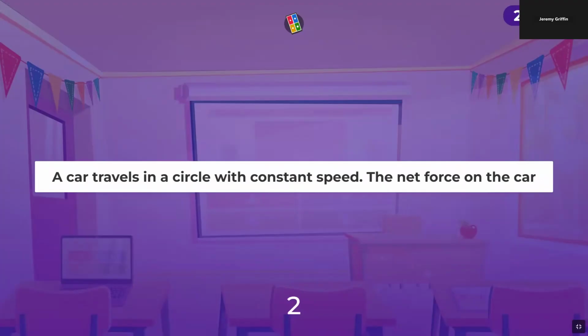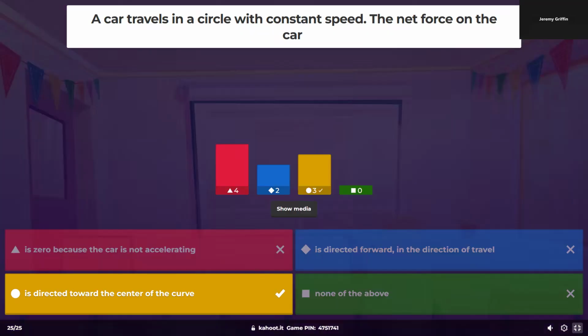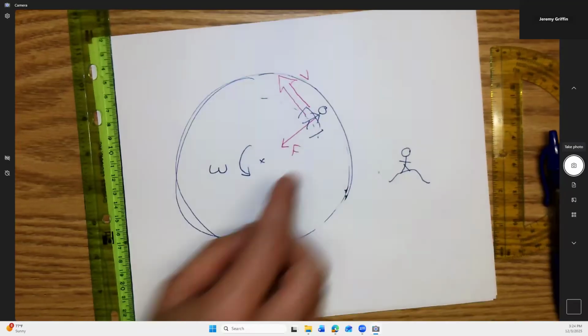Car travels in a circle at constant speed. The net force on the car is always directed towards the center. Because anything that's ever moving on a curved path, there must be some force that acts towards the center. Kind of like I just showed you guys for the merry-go-round, and I labeled it right here. It acts as some centripetal force.